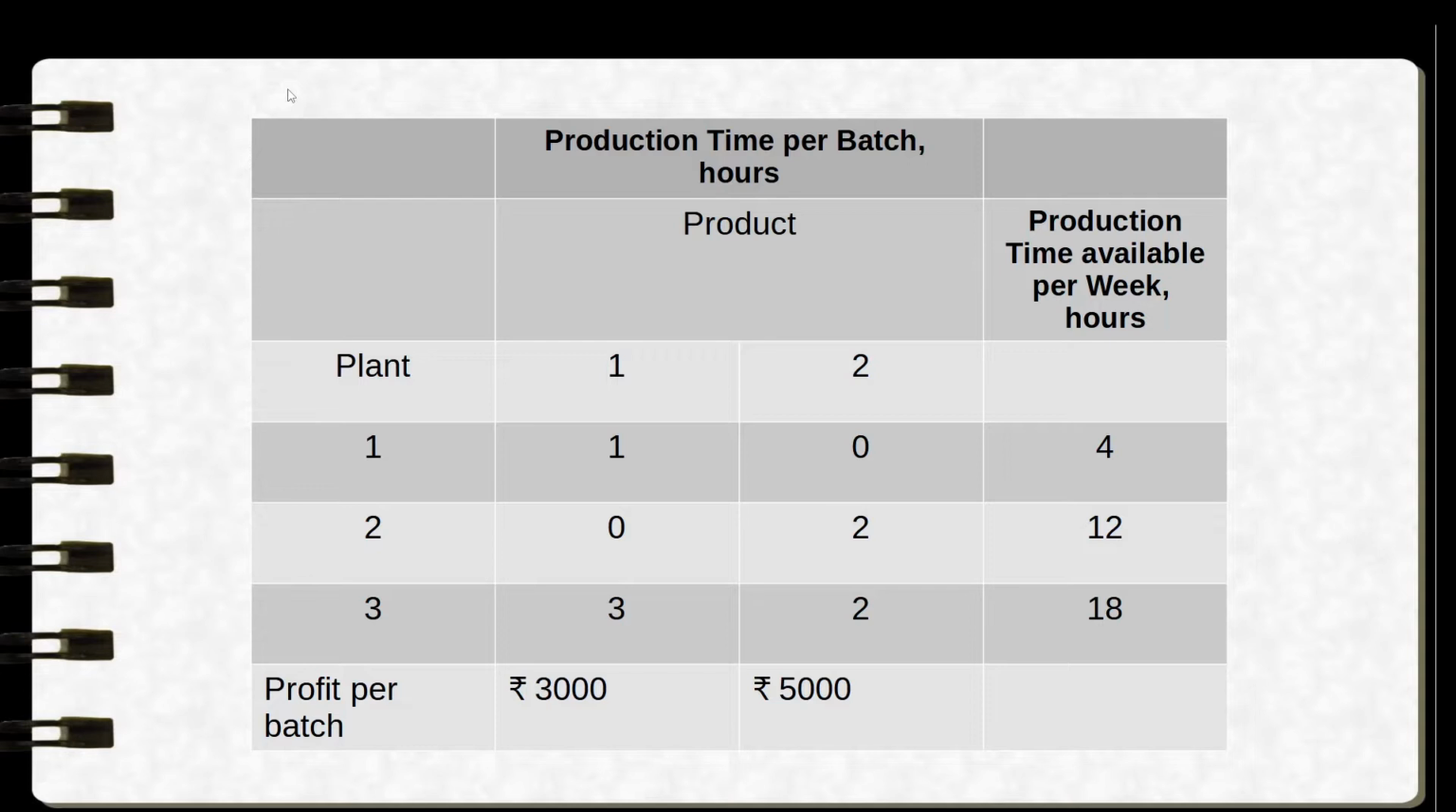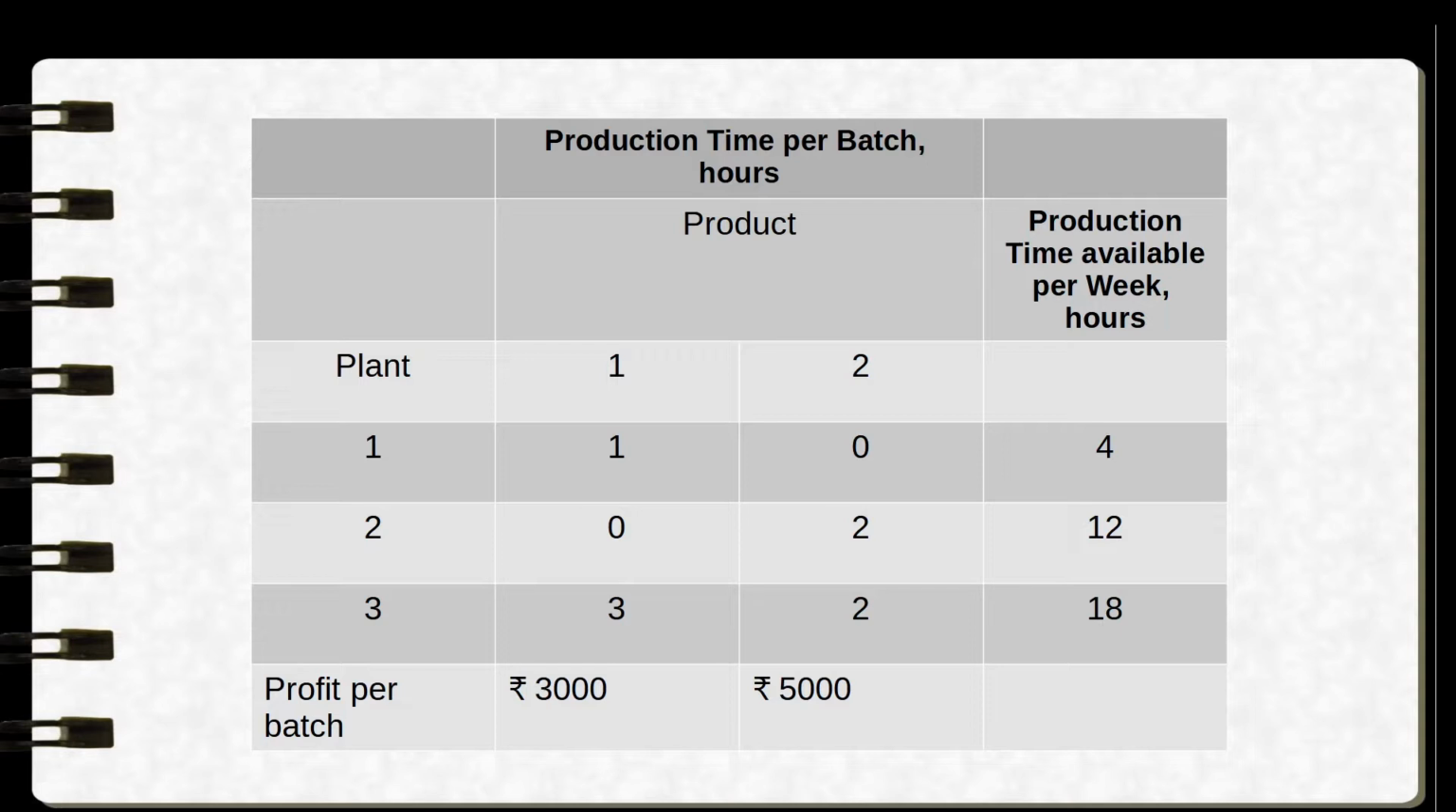The operation research team of the management studied the plant, and what they found was that each and every plant had slack hours. Now, what are slack hours? Slack hours is the time when the plant has no work or the employees have no work. So for plant number 1, the slack hours was 4 hours per week. For plant number 2, it was 12 hours per week. And for plant number 3, it was 18 hours per week.